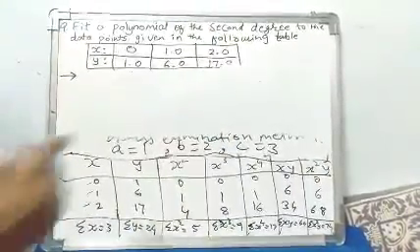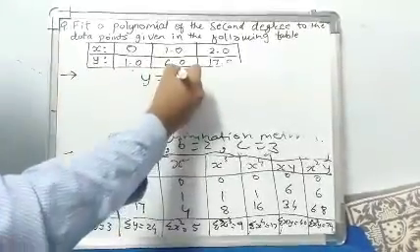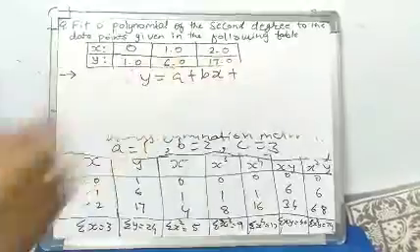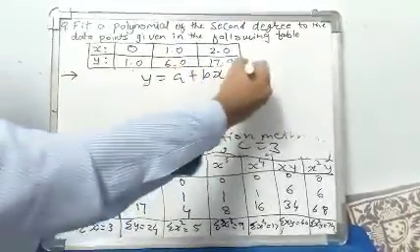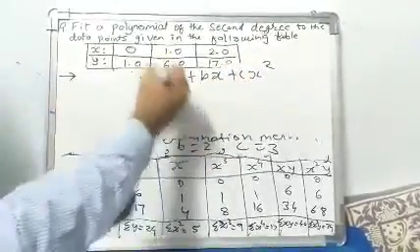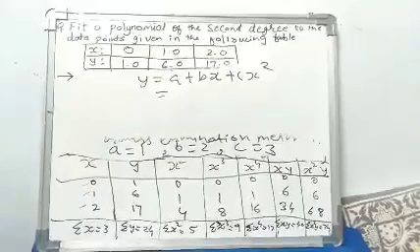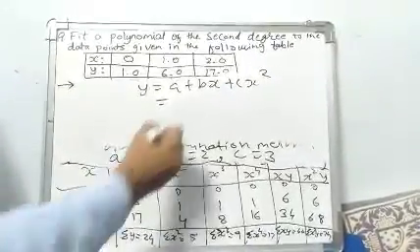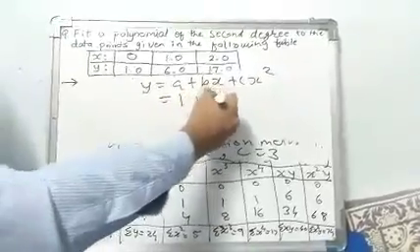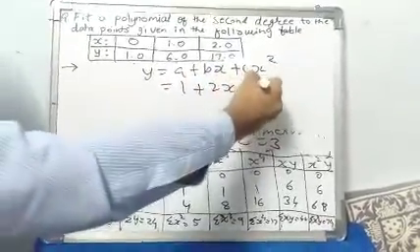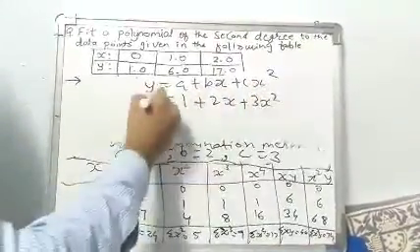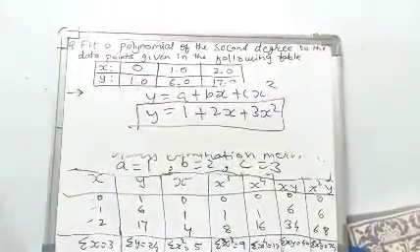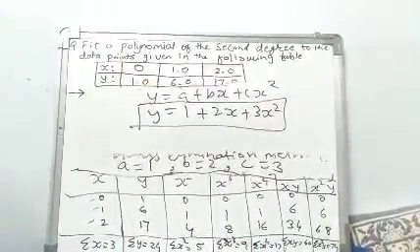Our equation was y equals a plus bx plus cx square. So our final equation now becomes 1 plus 2x plus 3x square. This is our final answer: y equals 1 plus 2x plus 3x square.